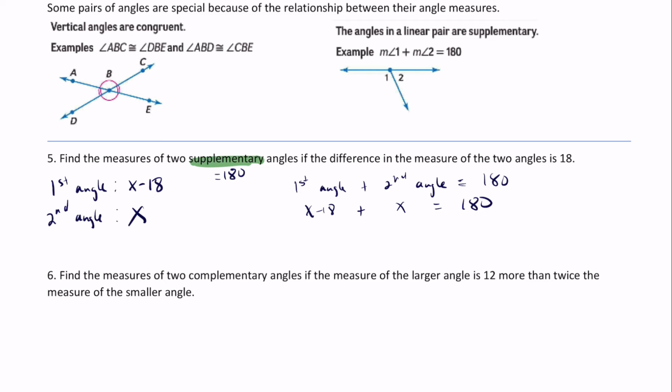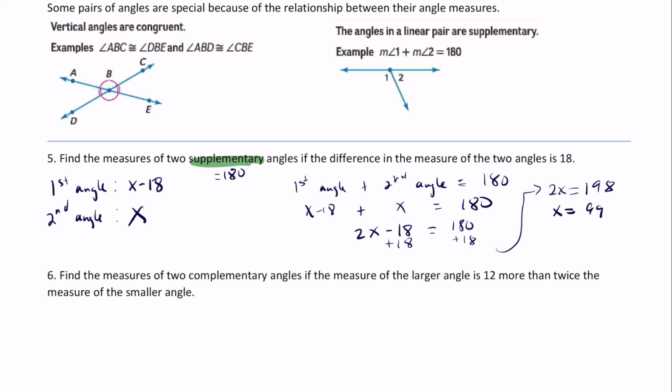And it looks like all I have to do is combine the like terms. So x plus x, that's going to give you 2x, then the minus 18, which is equal to 180. And then I can go ahead and add 18 on both sides because I want to get 2x by itself. So I'm left with what? 2x is equal to 198, wait, that's not 196, that's 198, my bad. That's going to give me x equals 99, right?